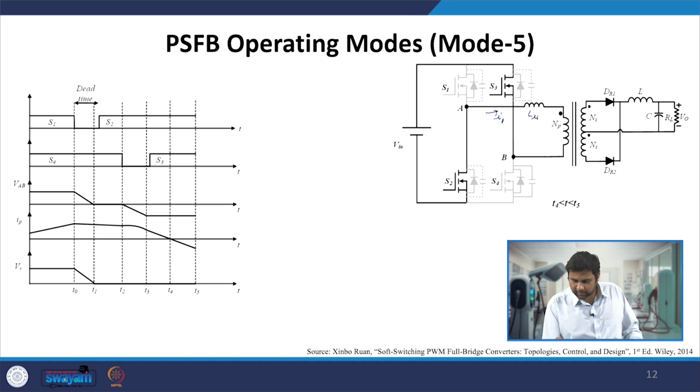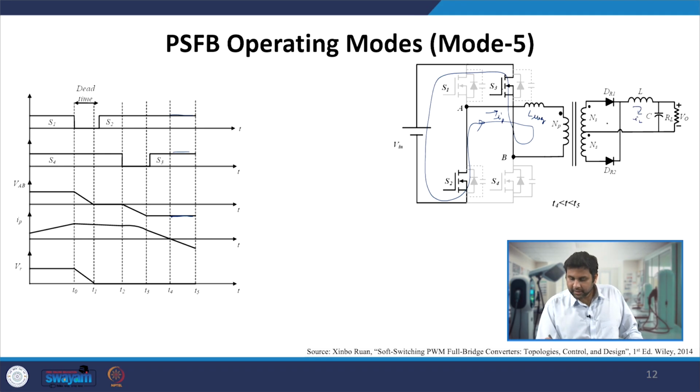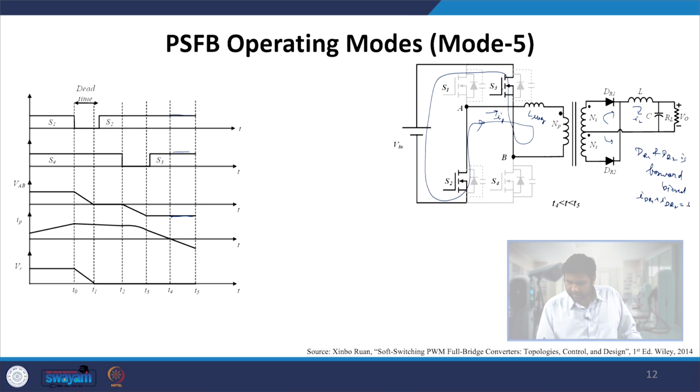This continues, and this IP current will keep on going from here to this point and then coming back like this. It keeps on going in a negative direction, and during this time my VAB is always minus V in. S3 is now on, S2 is already on. In order to ensure IL current is maintained, DR1 and DR2 are forward biased, and we can say IDR1 plus IDR2 is equal to IL.